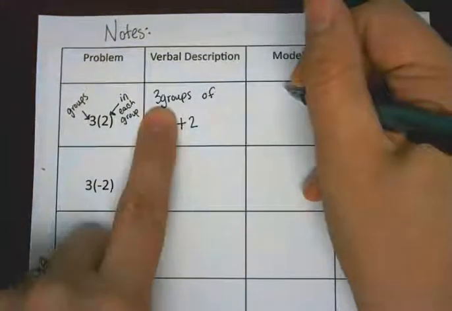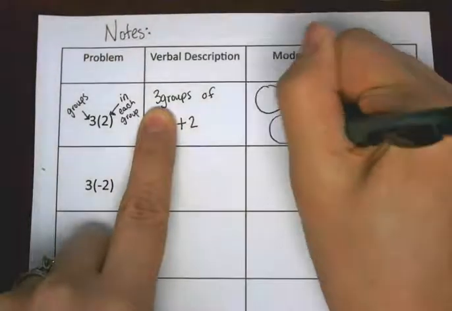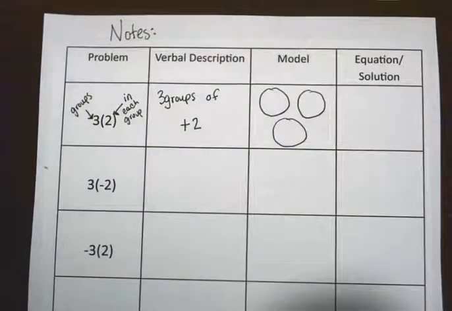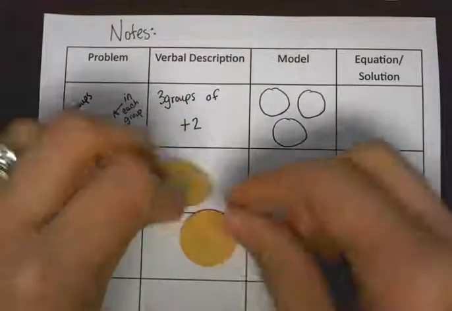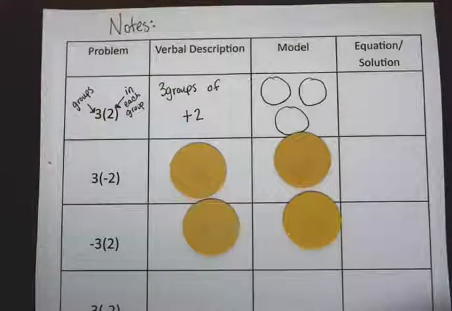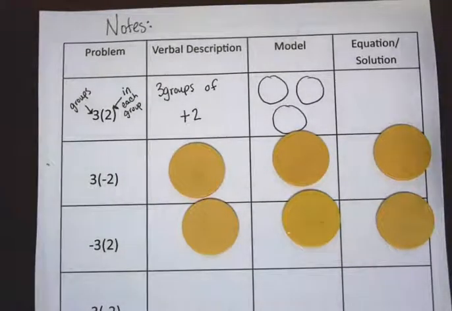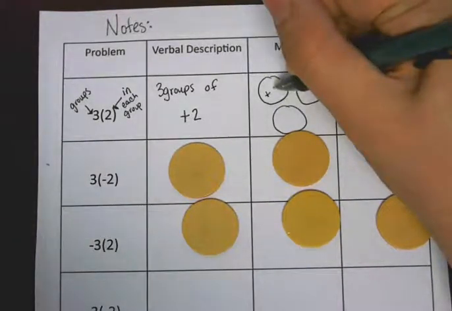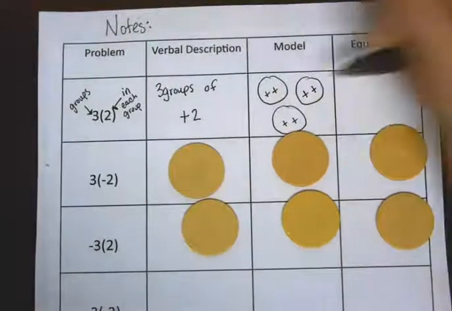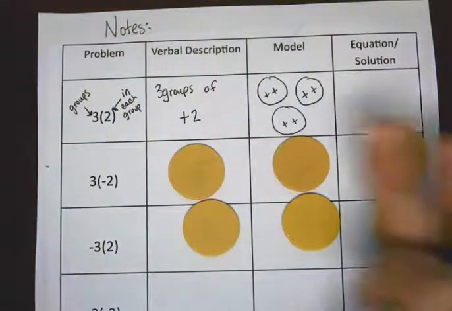And then we would model that with 3 groups. Here's 3 groups. And inside of each group is 2 positives. So I can have 2 positives, that's one group, 2 groups, and 3 groups. And if I record that work, I would put 2 positives inside of each group, which gives me a total of 1, 2, 3, 4, 5, 6 positives.